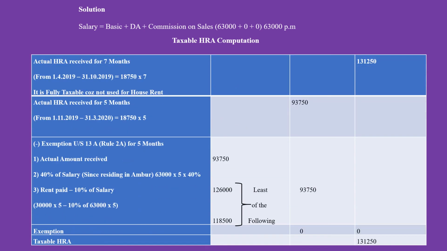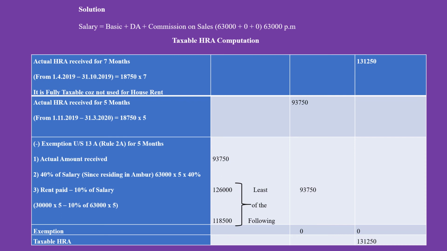Now calculating the HRA, for the first 7 months, that is from April to October, he is not staying in any rented house. So April, May, June, July, August, September and October, 7 months, the amount that he is receiving as house rent allowance is still received by him. Therefore, that amount has to be taxed. So 18,750 into 7 months is going to be taxed. So you take it to the outer column, which is 1,31,250.